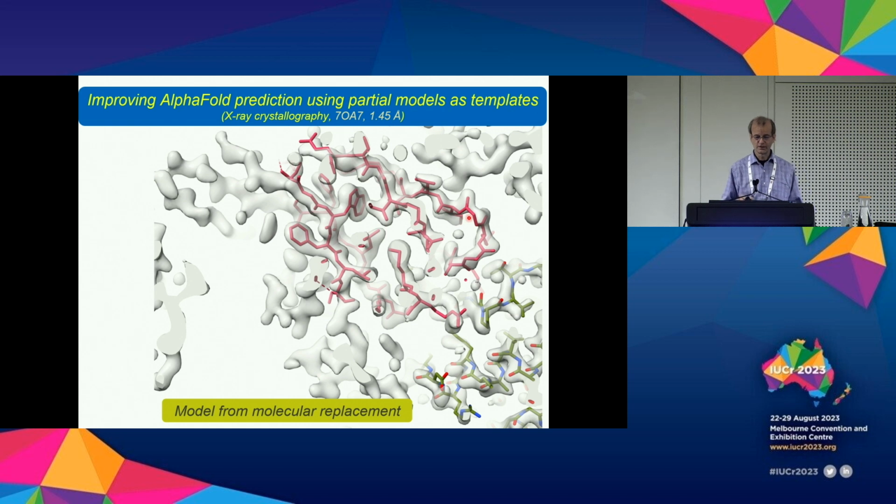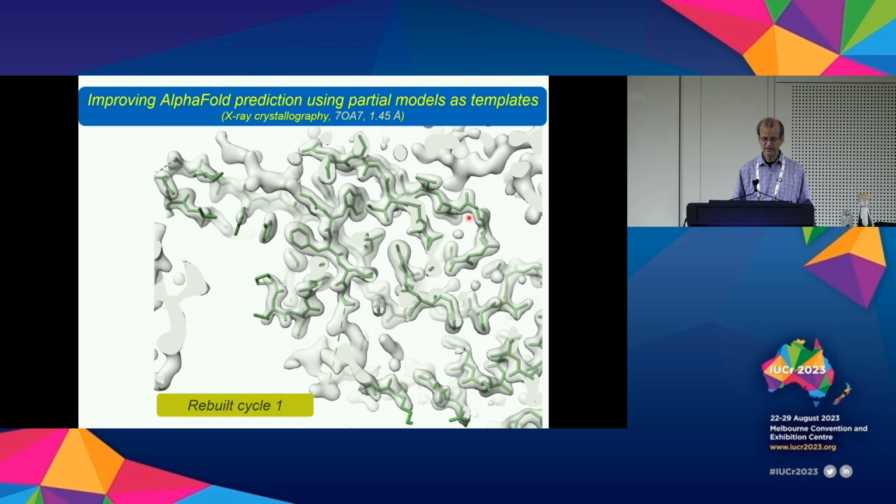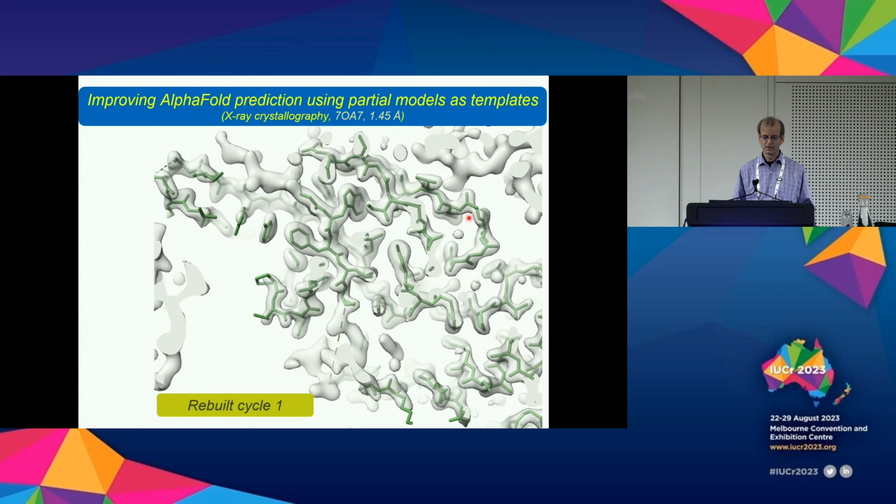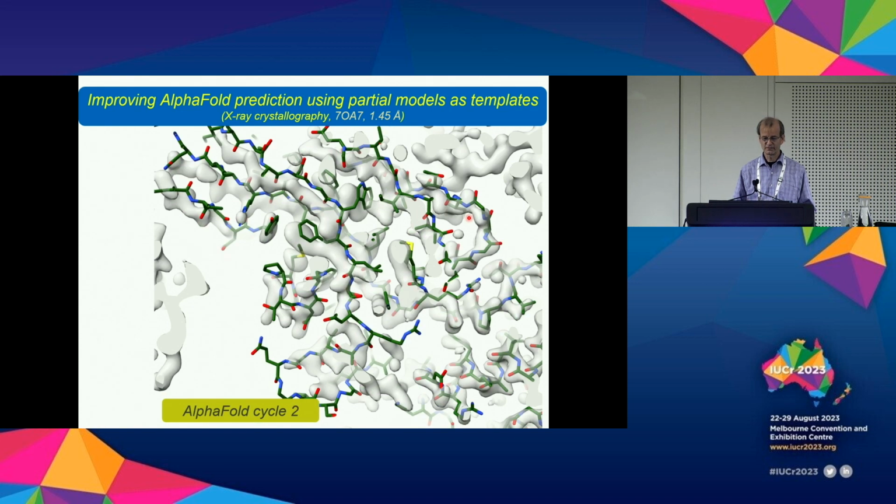So you can do this in crystallography as well. That was a cryo-EM structure. This is the same structure I showed you earlier, 70A7. This is the model from molecular replacement, which fits the density quite well, without doing very much. After rebuilding it, which adds more residues and adjusts it to match the density, there's the next level prediction, and it's not quite right. You can see it's distorted a little bit.